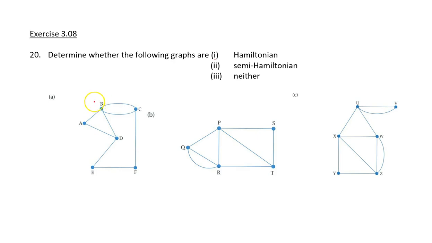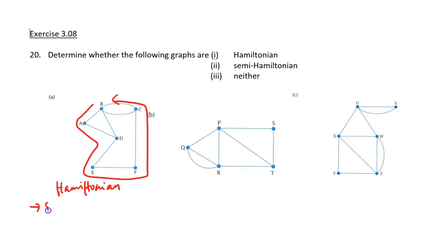Let's say I start with B. I see whether I can go through each of the vertices once without repeating except the first and the last. So in this case, I do manage to. So A is actually Hamiltonian. Why? Because it starts and finishes at the same vertex. Now let's look at the B diagram.